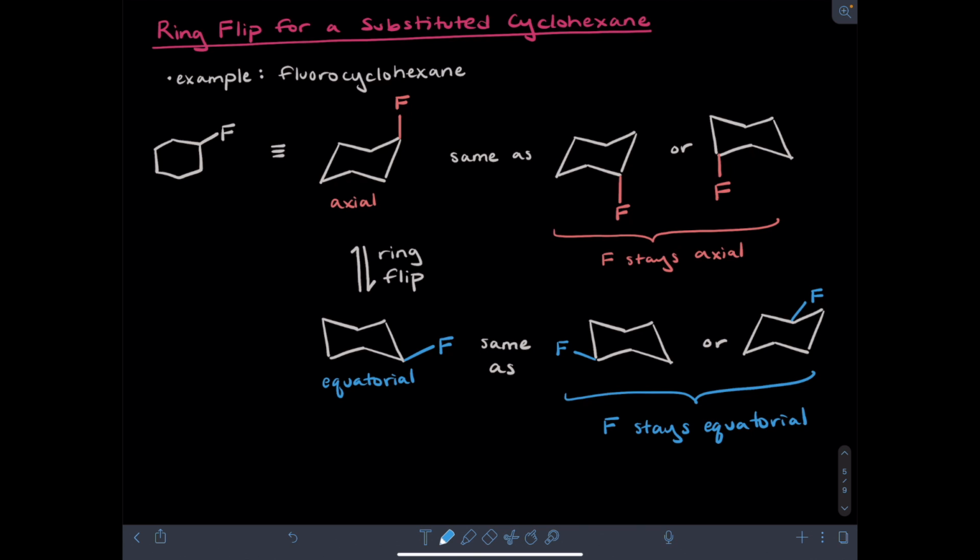As long as the fluorine remains equatorial, pointing out away from the ring rather than straight up and down, they are the same conformation as each other. There's something I want you to notice about the ring flip. The ring flip converts an axial substituent into an equatorial one. And likewise, the ring flip also converts equatorial substituents into axial ones.